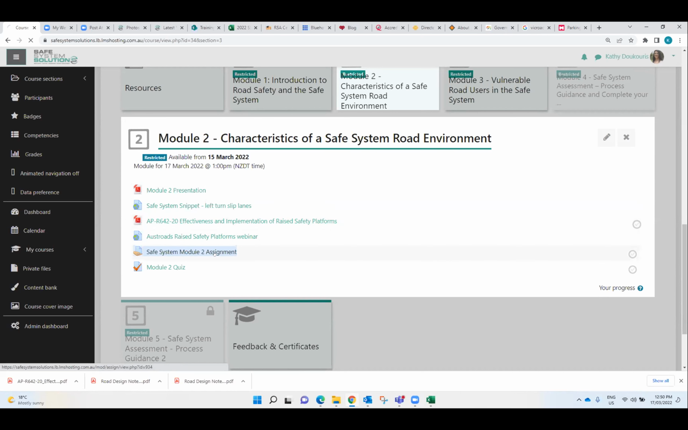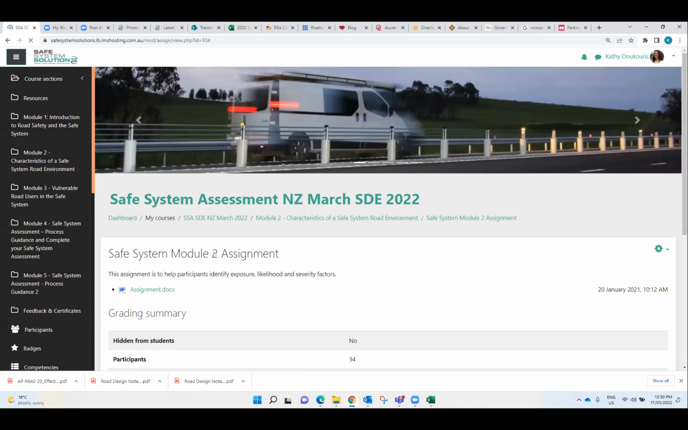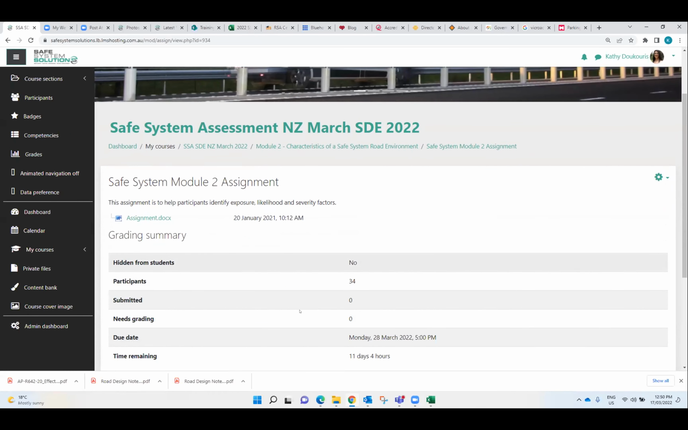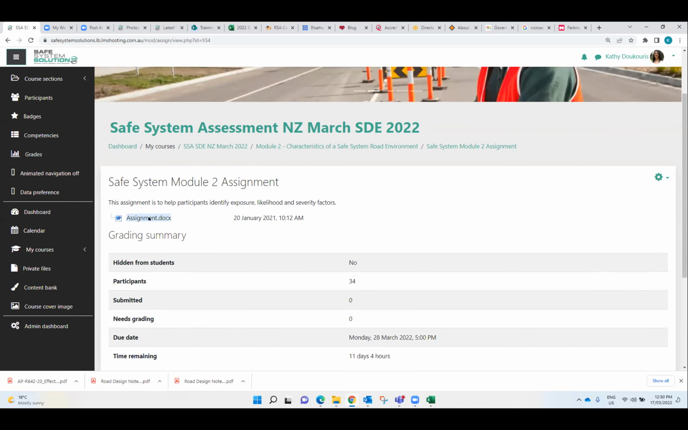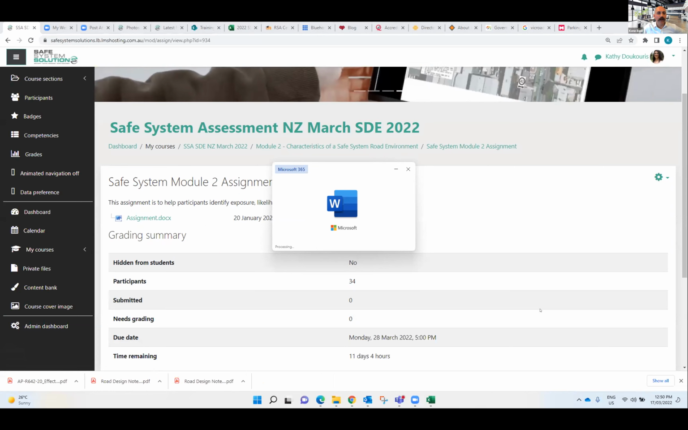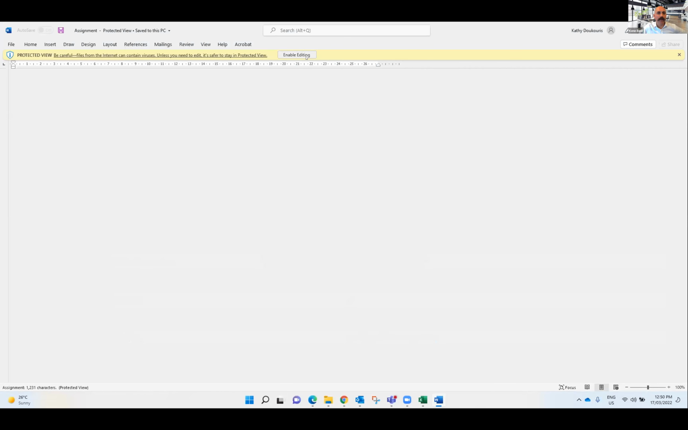But we're going to have a look at the module 2 assignment, which is a little assignment for you to do. So you just jump into there. I think you can see my version. So your version might look a little bit different, but the assignment should look the same. Okay, so as that comes up, hopefully we see it there.